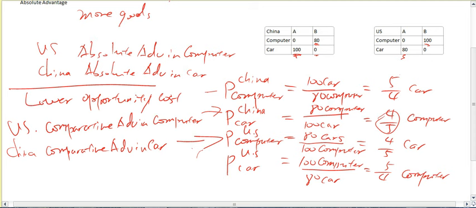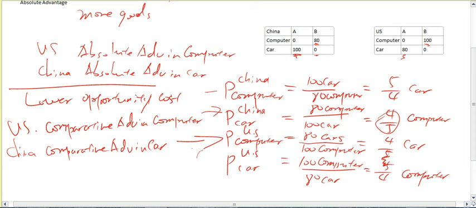And the same thing in the US. For the US, the computer price is 4/5 cars. Once you have this number, to find the price of a car in the US, you take this number and flip it over, and it becomes 5/4. So the prices of the two goods in the same country are the reciprocals of each other.